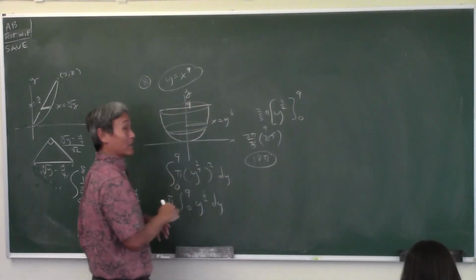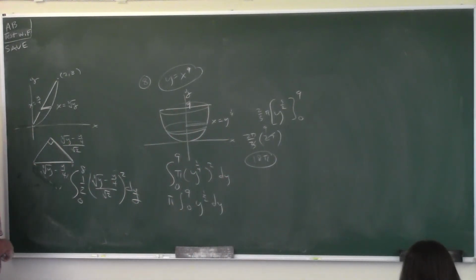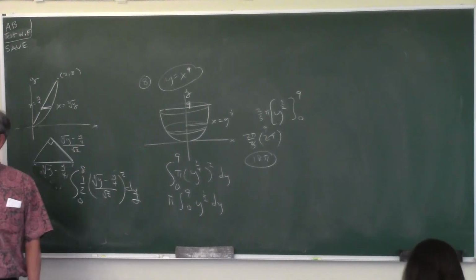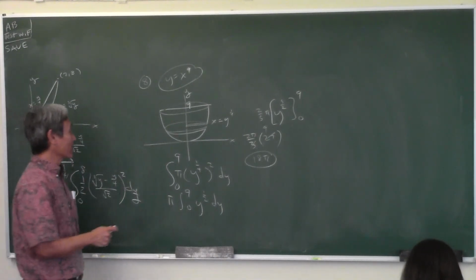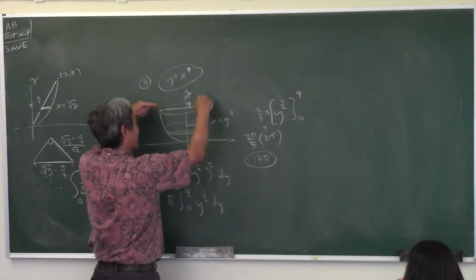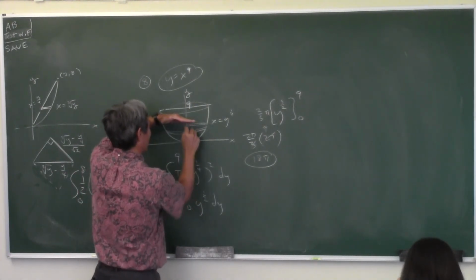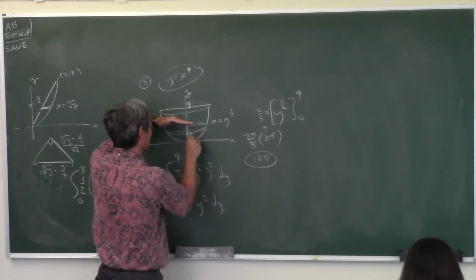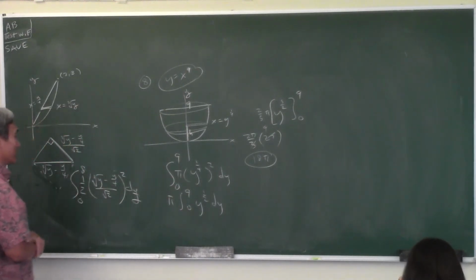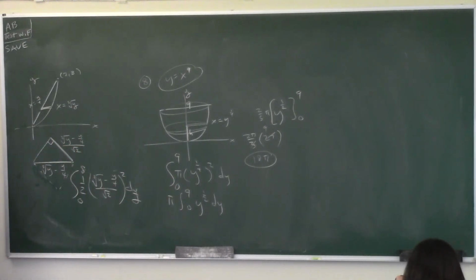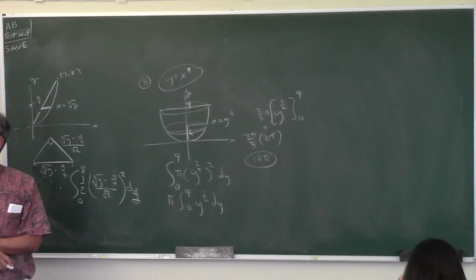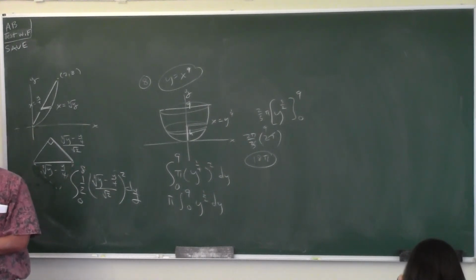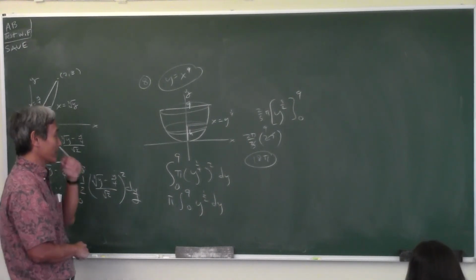That's the area of the whole bowl. Okay, part B. If H is the height of the water in the bowl, like here. So water is being poured into the bowl, and then at some point, that's the height of the water. It can be any number between 0 and 9. Now it says, if H is the height of the water in the bowl, write the volume of the water in the bowl as a function of H.